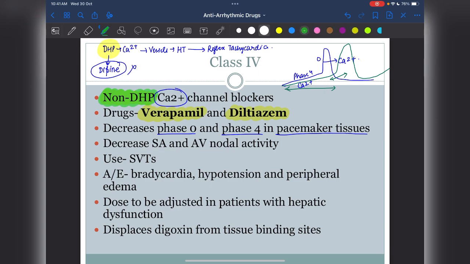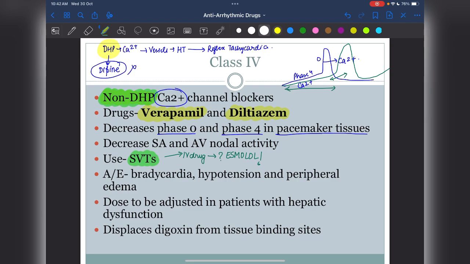There will be decreased SA nodal and AV nodal activity because of this prolongation of phase 0 and phase 4. The use is supraventricular tachycardias. Another drug. Do you remember an IV formulation of a drug that is used in acute supraventricular tachycardia? Which drug did we study? Esmolol. If you remembered it, that was good. Esmolol, just studied it.